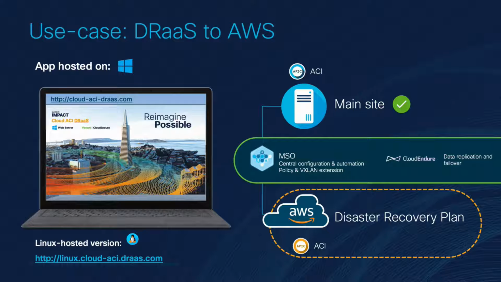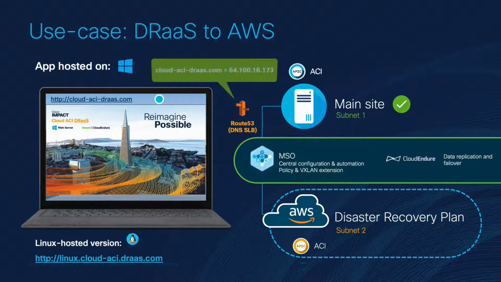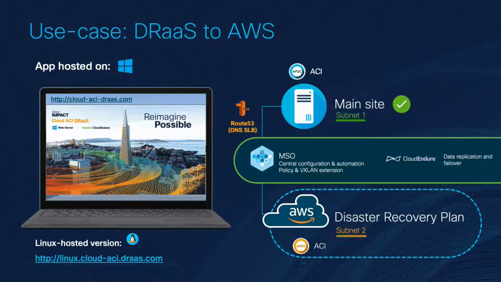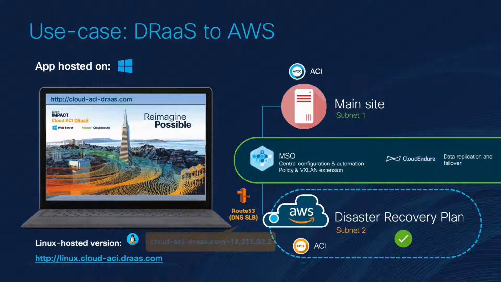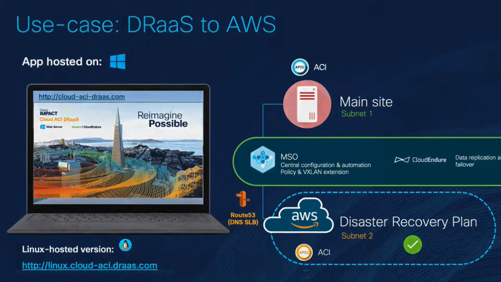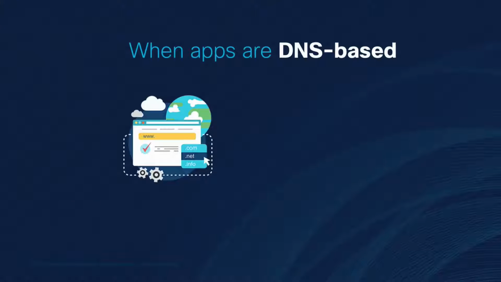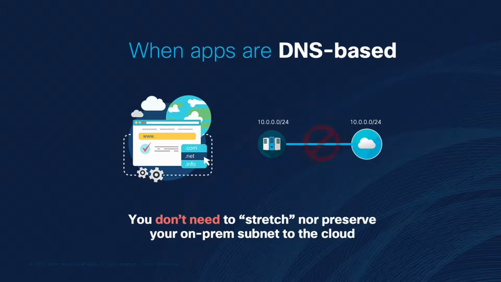Now, this is a DNS-based application. Therefore, the DNS service, which in this case is running on AWS with Route 53, will translate each request made to the URL to the corresponding IP. With this being said, it really doesn't matter if you have different subnets on-prem and in the cloud. If the main site fails, Route 53 will automatically fail over to the IP on AWS, making it transparent to the user. Therefore, when apps are DNS-based, there is no need for you to stretch your on-premises subnet all the way to the cloud. Right, Carlos.